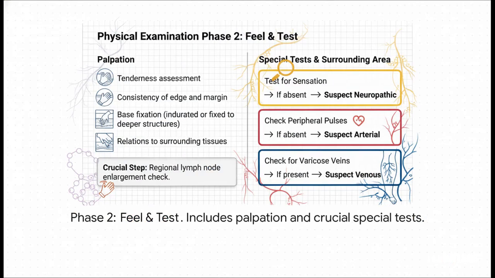Next, you feel. Gently palpate for any tenderness, check the consistency of the edge, and see if the ulcer is fixed to the structures underneath. Then comes the step that students so often forget, and you must never skip this. You must examine the regional lymph nodes. This is non-negotiable. It's how you check for infection or malignant spread.